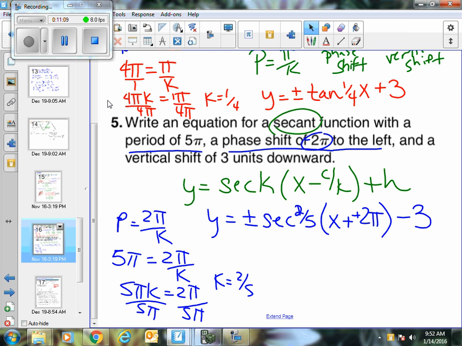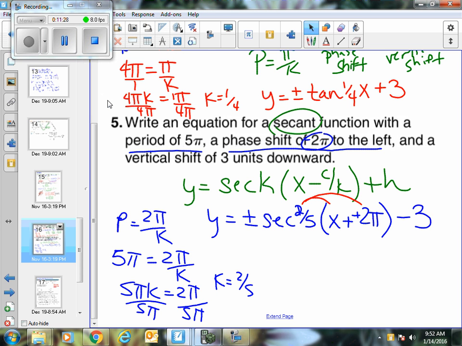So when we write these equations, just important to keep in mind what that would look like. You could, if you wanted to, distribute that 2/5 through, and that's fine as well. It just depends on how you want to use that. But definitely for writing the equation, leave the k on the outside so you can just have x minus the shift. It's a much easier way to look at it.